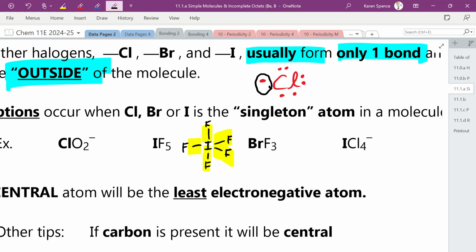But we're not there yet. That's 11.1C. No, D. No, E. So we're on A. So just relax. Okay? We're not doing these ones today.